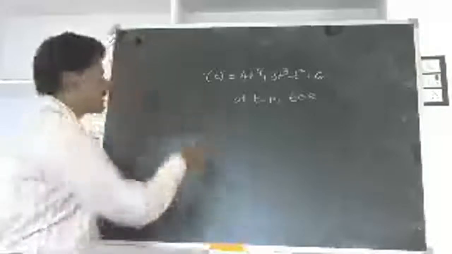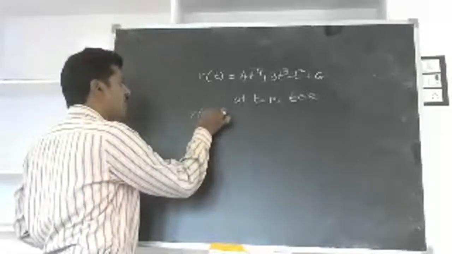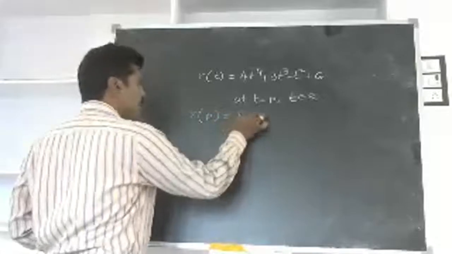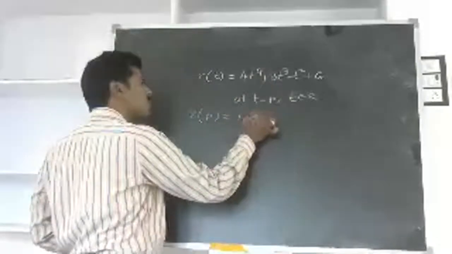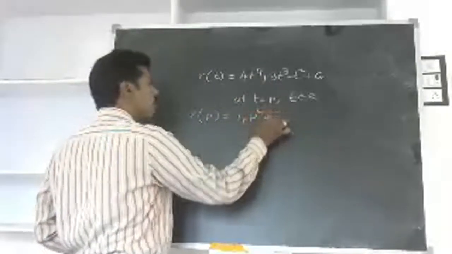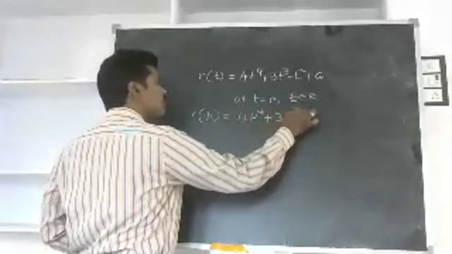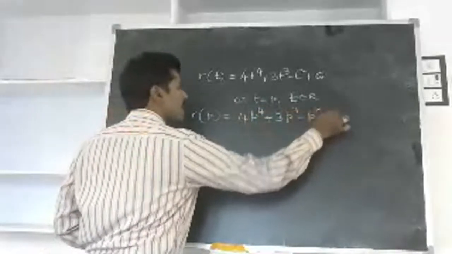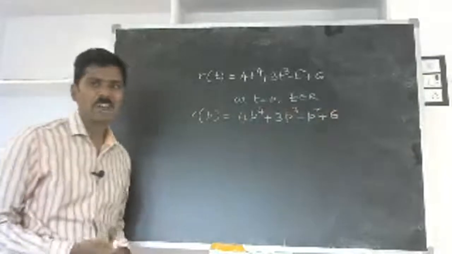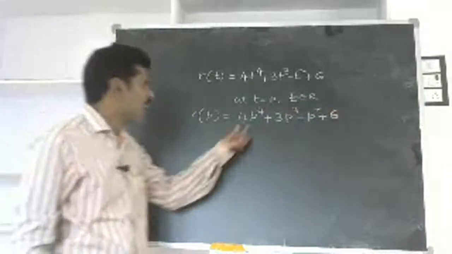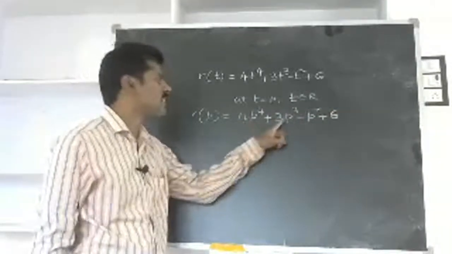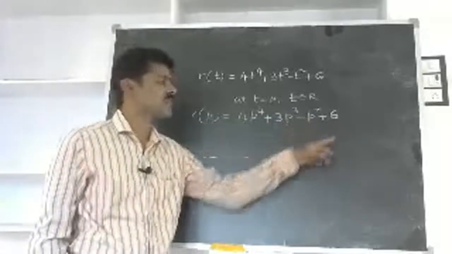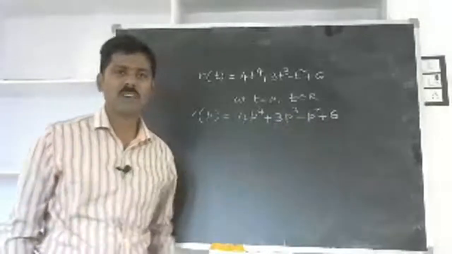How is it? Once you check this, R of p becomes, very simple, in the place of t just mention p: 4p power 4 plus 3p cube minus p square plus 6. Some of you have done this by adding all these: 4 plus 3 is 7, 7 minus 1 is 6, 6 plus 6 is 12. Directly they have written 12p.